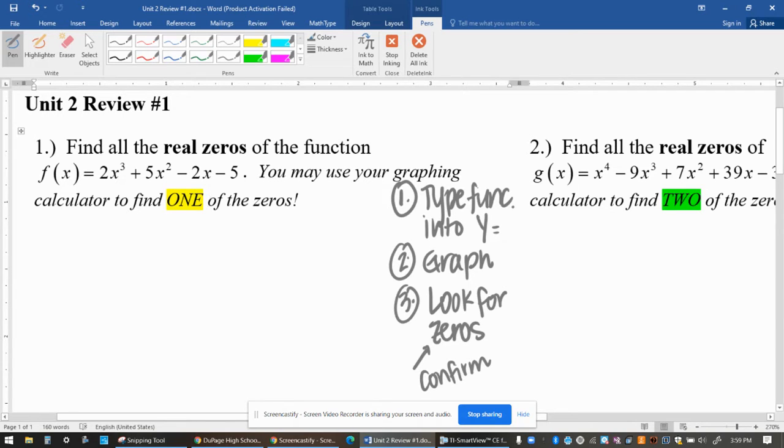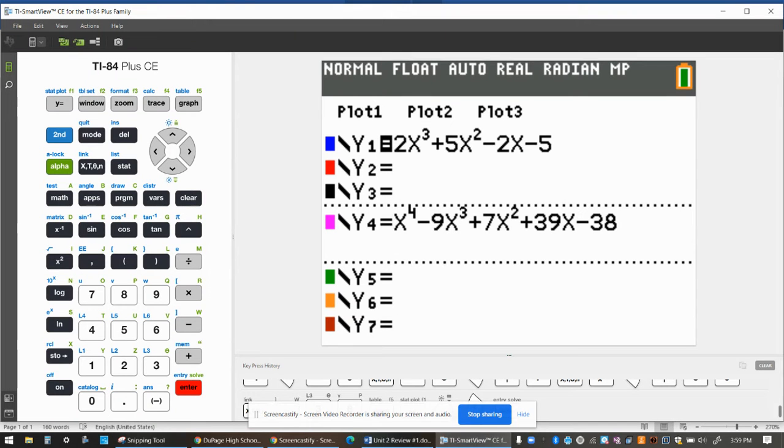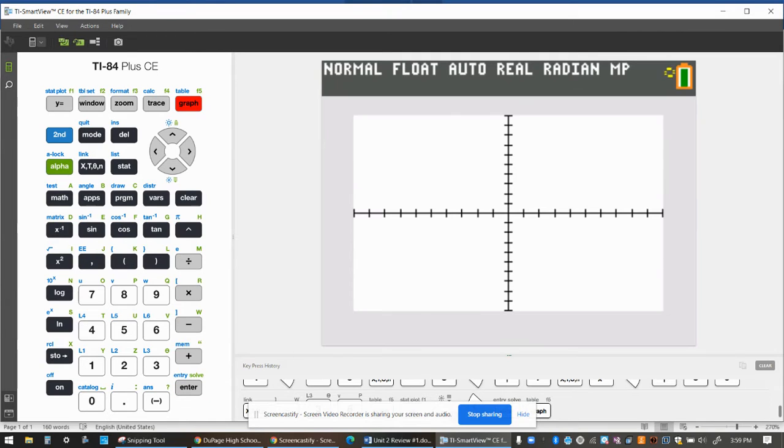All right, so pause the video. Type in that function of 2x cubed plus 5x squared minus 2x minus 5 into your graphing calculator. Push play when you finish. Okay, so I typed in 2x cubed plus 5x squared minus 2x minus 5 into my graphing calculator, and I'm going to graph it.